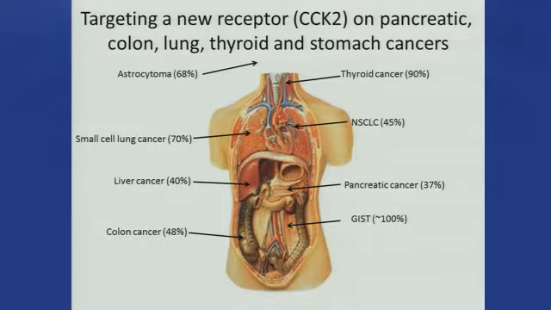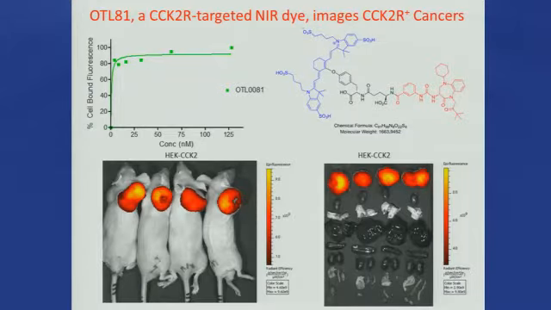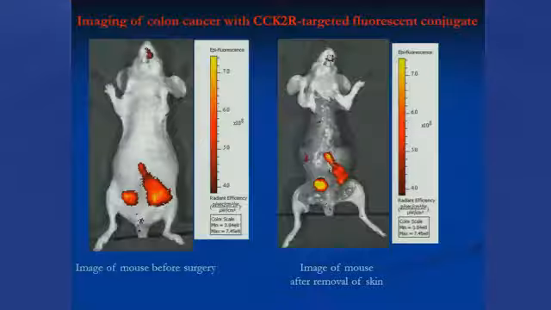Just very quickly, we've developed targeting ligands for other receptors. The cholecystokinin 2 receptor is overexpressed on small cell lung cancer, pancreatic, liver, some colon cancers, and gastrointestinal stromal tumors. This is the structure of our targeting ligand. We've linked it to the same near-infrared dye. We have very good binding affinity, and we get very good specificity. Again, if you look at the internal organs, it's really tumor-specific.